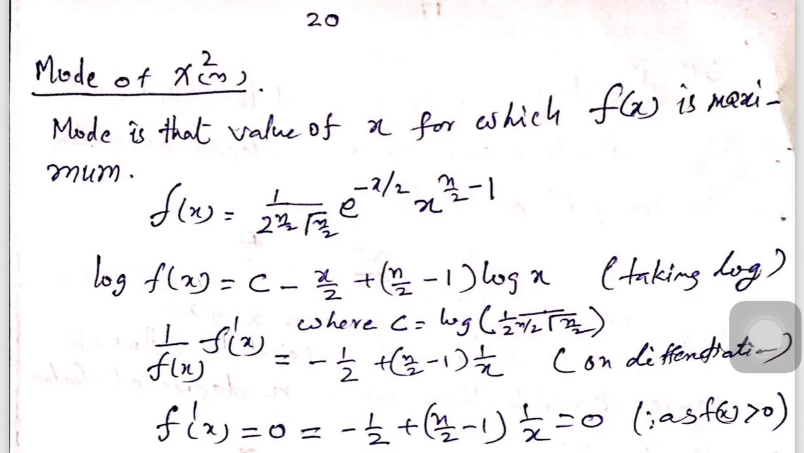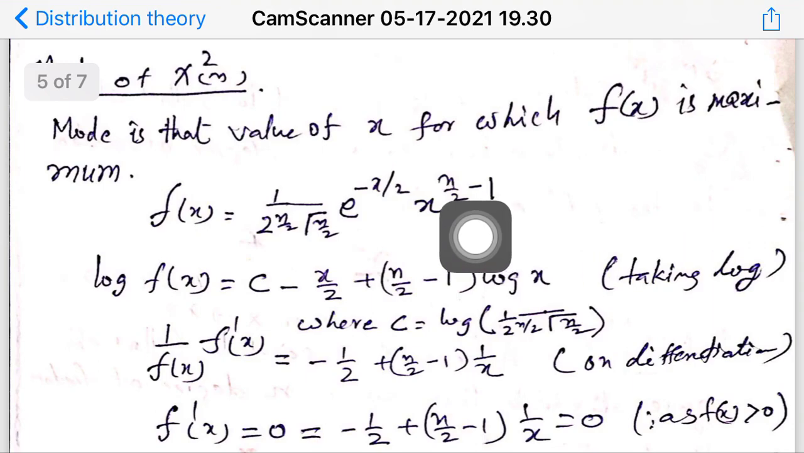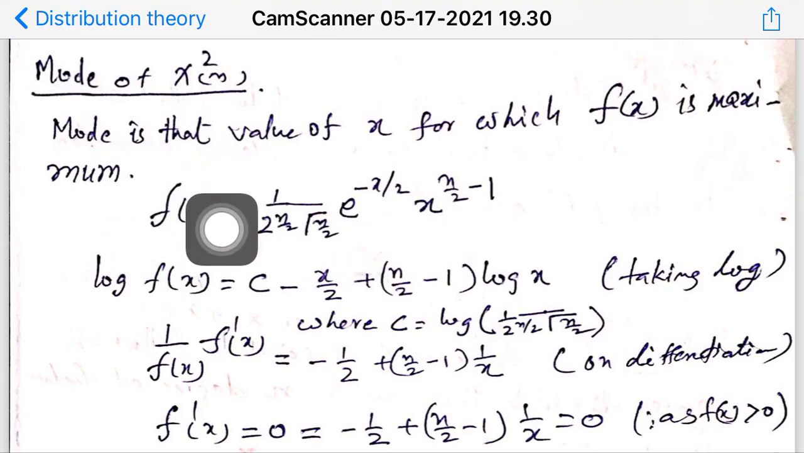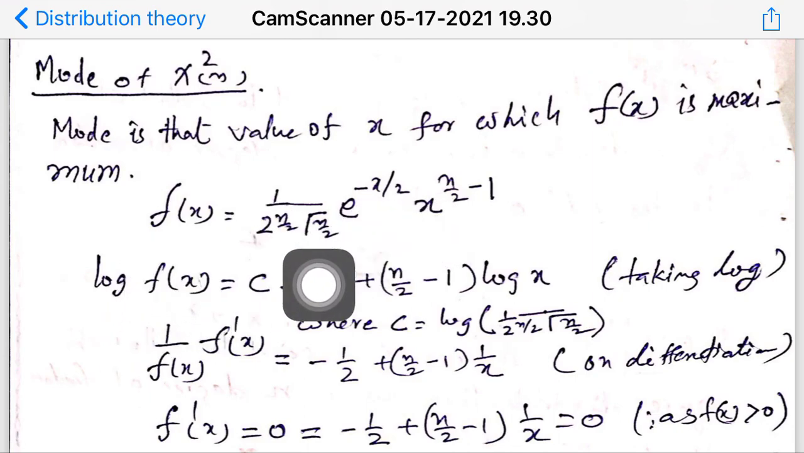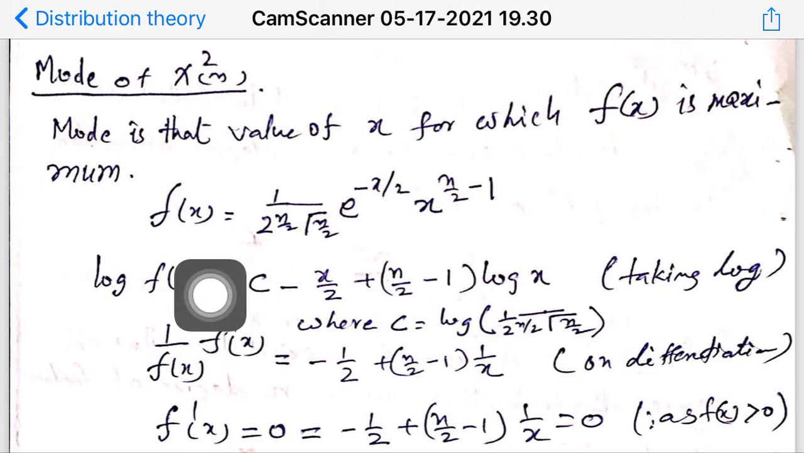Okay, and you see what is f of x? f of x is equal to 1 by 2 to the power of n by 2 gamma n by 2 e to the power of minus x by 2 x to the power of n by 2 minus 1. Okay, and for finding the maximum of f of x, we utilize the logarithm function on both sides, and you see how we find the maximum of f of x.